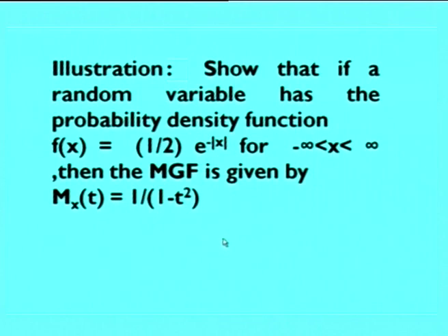The next illustration is also important because this particular PDF has in terms of modulus. Show that if a random variable x has the density function f of x is equal to 1 by 2 e power minus mod x for minus infinity less than x less than infinity, then the MGF is given by, you have to get this answer, mx of t is equal to 1 by 1 minus t square. Let us see, f of x is equal to 1 by 2 e power minus mod x. You are given f of x is equal to 1 by 2 e power minus mod x for minus infinity less than x less than infinity.